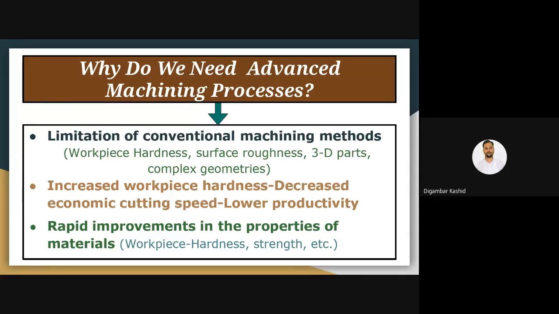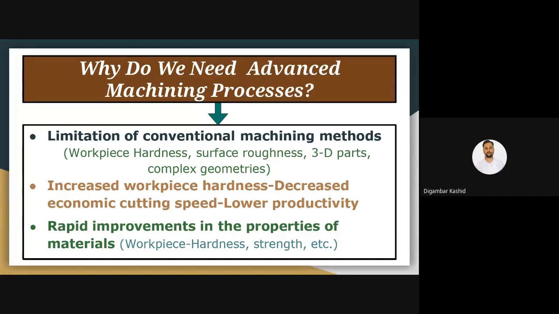Okay, with CNC machine tools, we know that we can produce 3D parts with superior quality and surface finish. So many industries go for the CNC machine tool to overcome the problem of complex geometry of 3D components. As we know, CNC stands for computer numerical control machine tools. So they use that CNC machine.